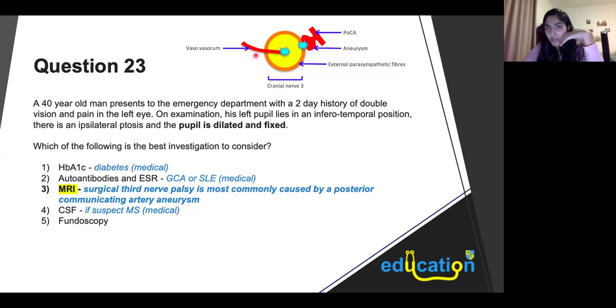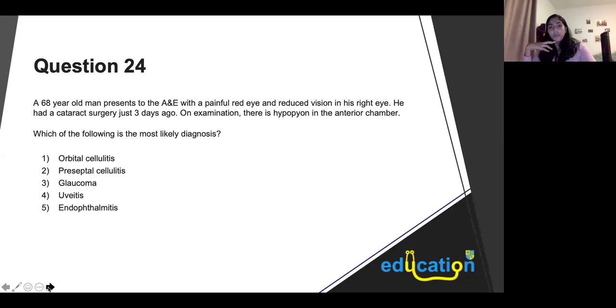So think of it as anything that could be pressing on, physically coming from the outside, is your surgical third nerve palsy. Most commonly it's your POCA, your posterior communicating artery aneurysm. Whereas these things are more like medical reasons, and then fundoscopy is just useless. So good job those of you who didn't get it, but this one's really hard, and it's just about knowing this. But as I said, if in doubt, figure out another way of getting to the answer, because sometimes you do just have to make a sensible guess.